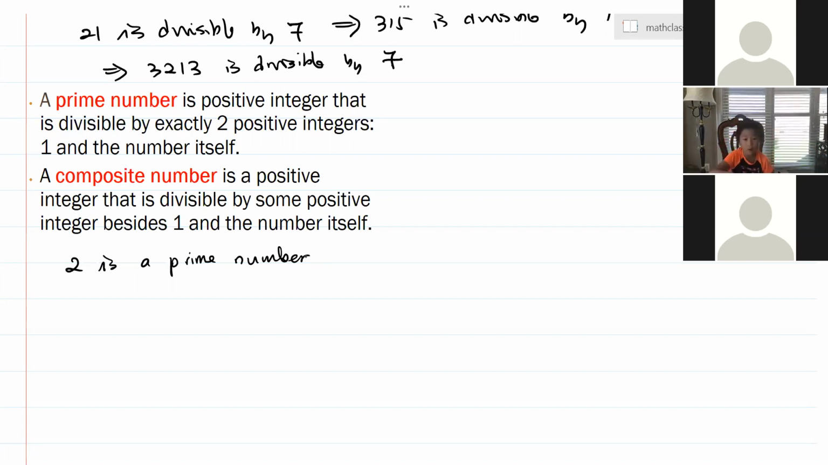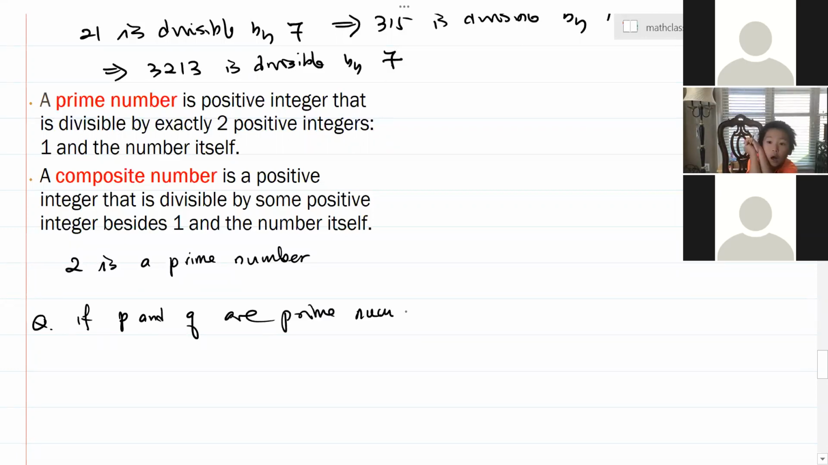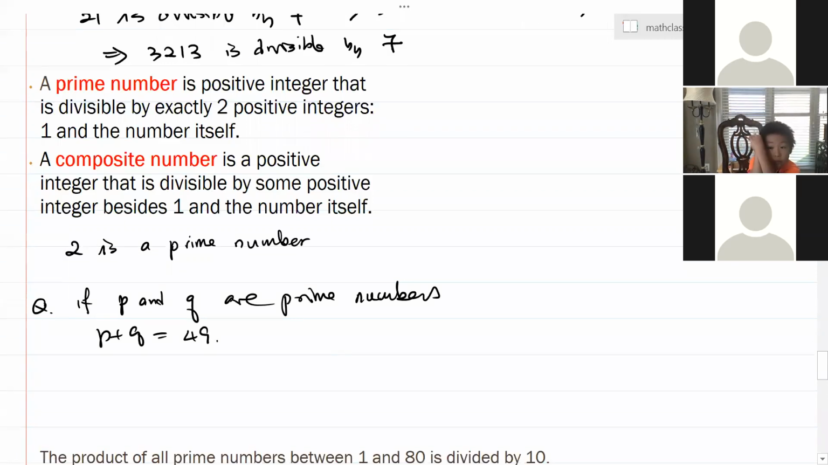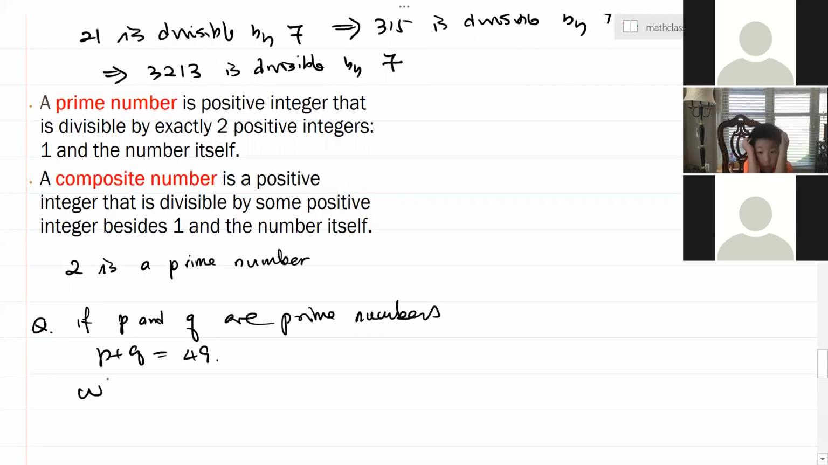The sum of prime numbers is going to be an odd number. So here's a good question. If P and Q are prime numbers such that P plus Q equals 49, what is the sum of the reciprocals? This is maybe a little bit more advanced, but the statement will be like that. The sum of 2 prime numbers is 49. What is the sum of their reciprocals?